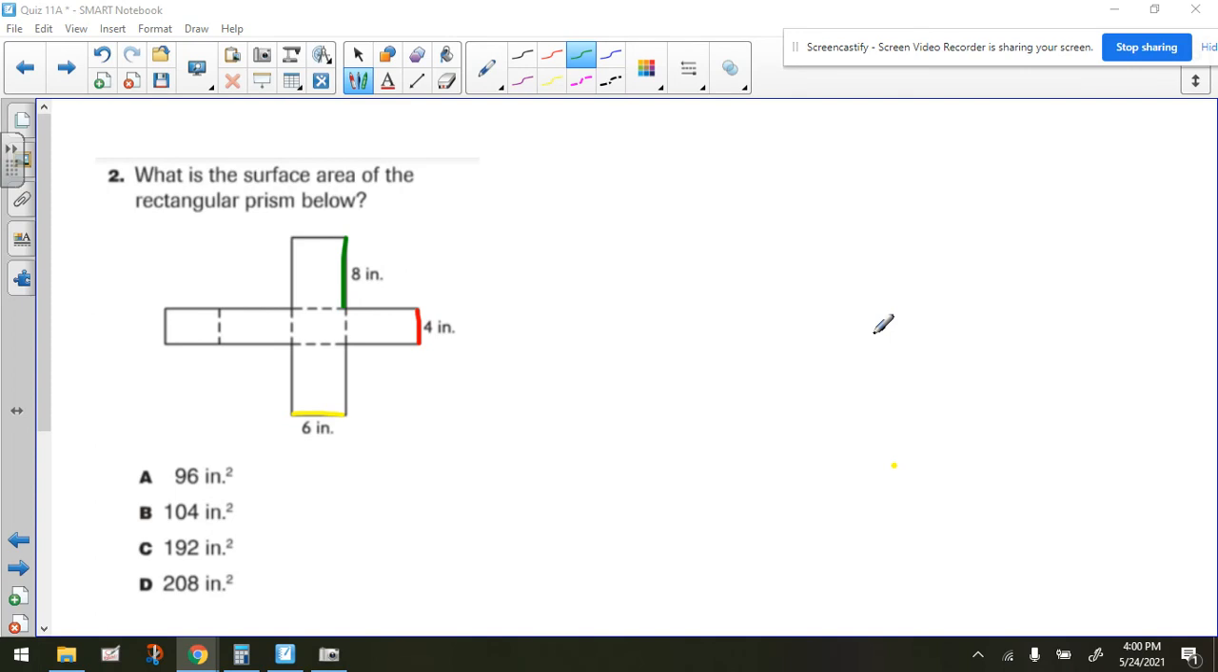Hey everybody, we're looking at number 2. What is the surface area of the rectangular prism below? Now we have a couple options.